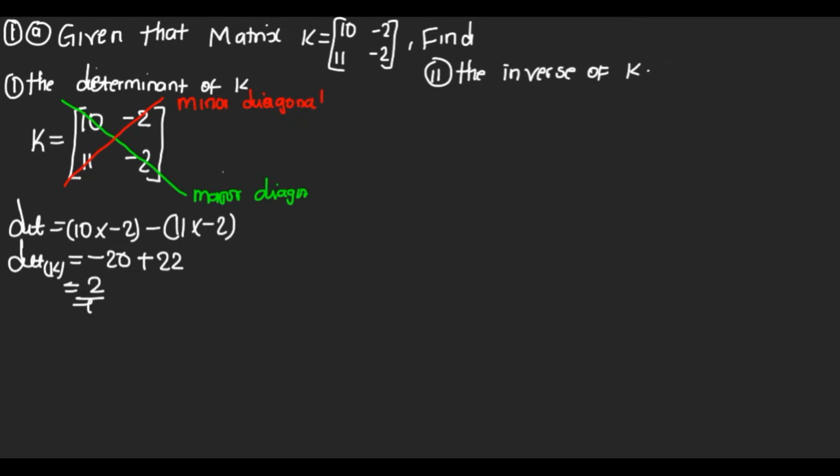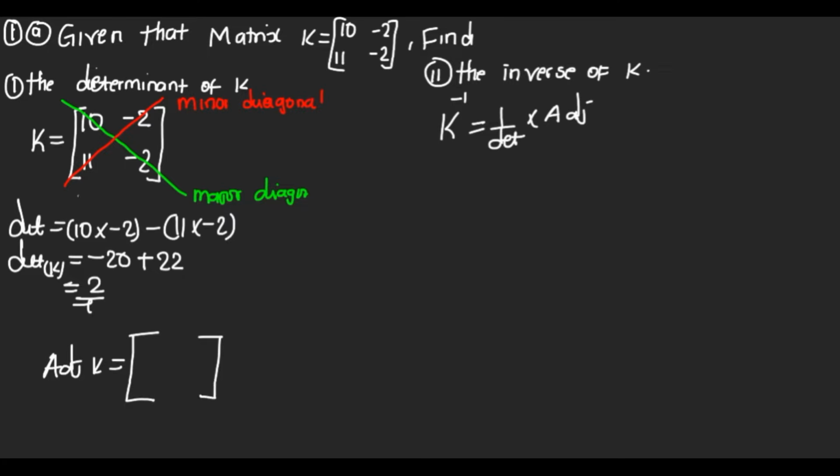Now let's move on to finding the inverse of K. So inverse is equal to 1 over determinant multiplied by adjoint. So we need to find the adjoint. So let's find the adjoint of matrix K. So for the adjoint, you need to swap the elements from the major diagonal. Then so this negative 2 will go here, then our 10 will go here. So negative 2, then our 10 here.